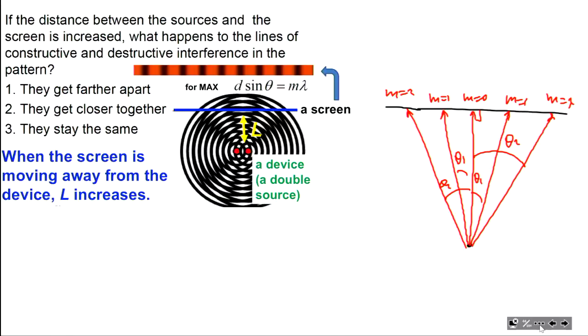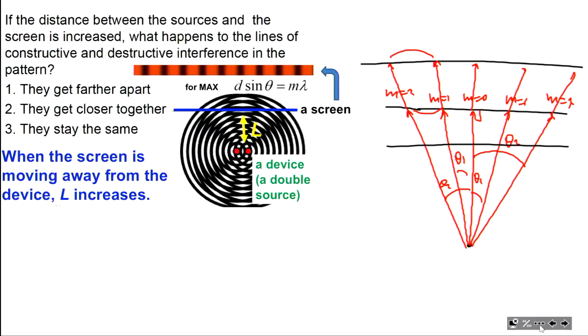Well, you just have to redraw the picture and extend the rays. Now they go further, right? So what's happening to the distance? Increases. So the pattern expands. If we would move the screen closer, the pattern would shrink. But of course, the equation should tell us the same. For example, we can take any angle, theta m, for the mth maximum.